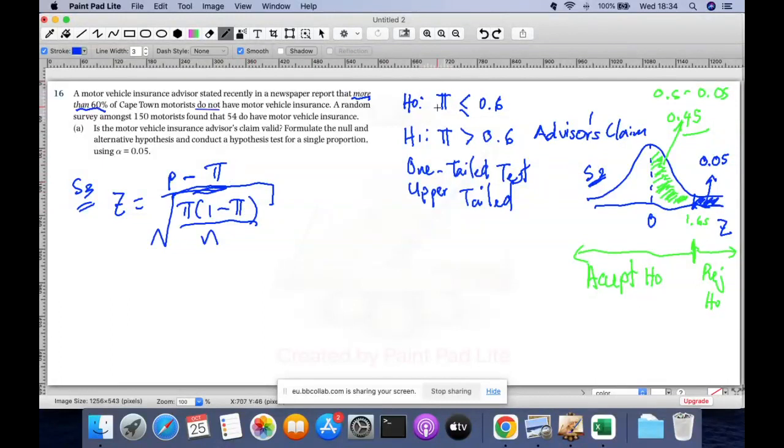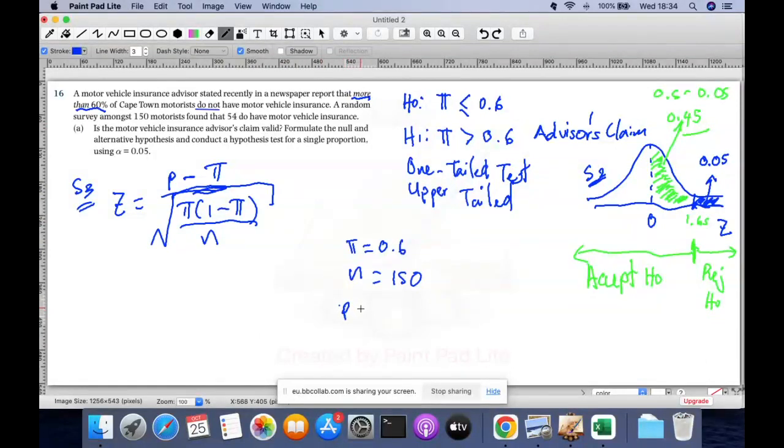Now we know what pi is. Pi is always given to you in your H0 statement. So it's 0.6. So we'll use pi equals 0.6. N we know. If you read the text, it says 150 motorists. That's the sample size. Now we need to figure out what P is. Remember, we're talking about the percent that do not have insurance, but they tell us that 54 out of the 150 do have insurance. So we need to know what percent actually don't have. So it's the remainder.